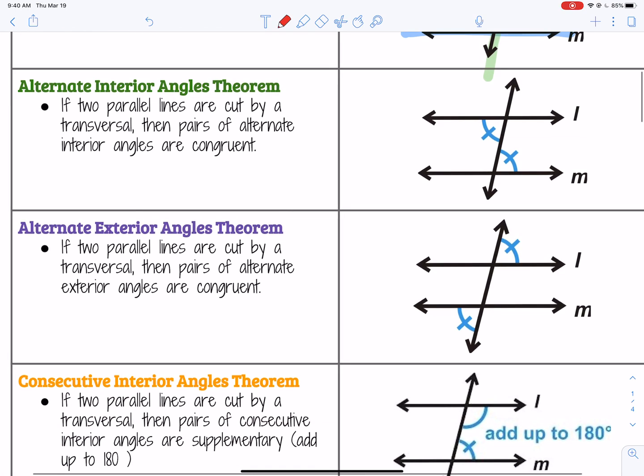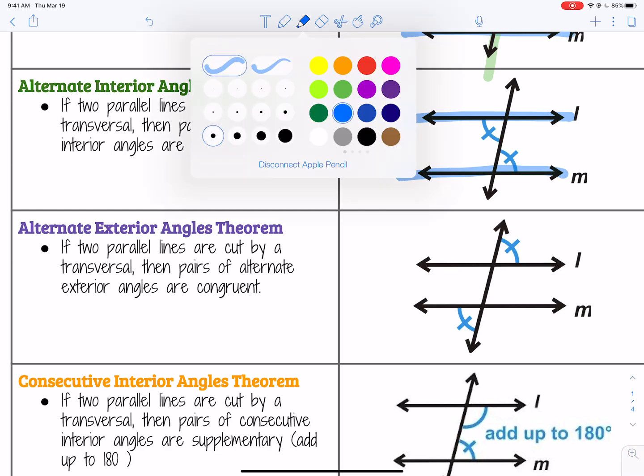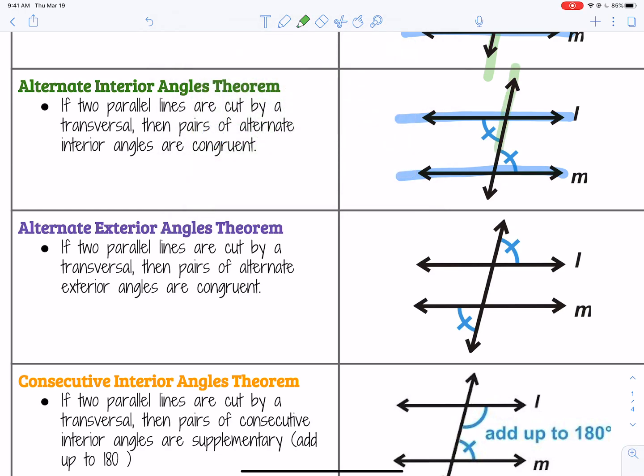The alternate interior angles theorem states if two parallel lines are cut by a transversal, then pairs of alternate interior angles are congruent. So there's a lot of words in that statement. Let's go over some of those. So we have our parallel lines L and M cut by this third line called our transversal. Here, I'll highlight that in green.